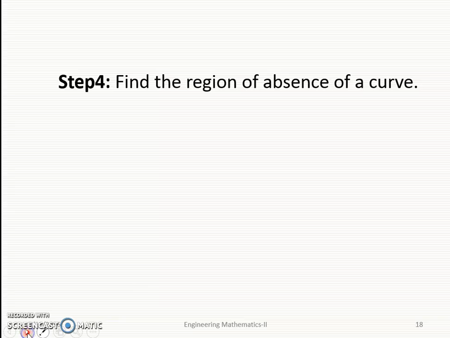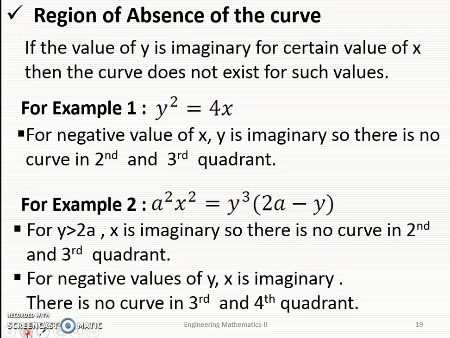So step number 4, find the reason of absence of a curve. So we can find the reason of absence of the curve. If the value of y is imaginary for certain value of x, then the curve does not exist for such values. For example number 1, y square is equal to 4x. For negative value of x, y becomes imaginary, so there is no curve in second and third quadrant.